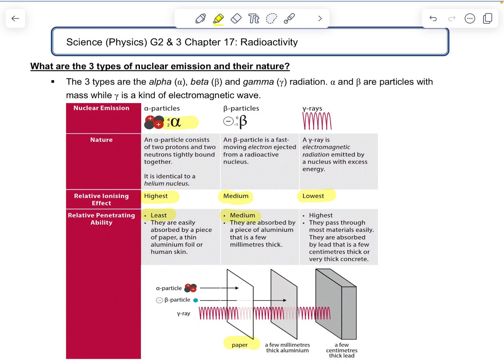For beta particles, it's medium. It's stopped by a few mm of aluminium. But gamma radiation can penetrate deep into materials, which means it can only be stopped by very thick concrete or lead.